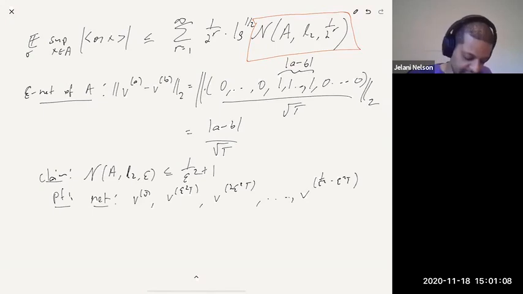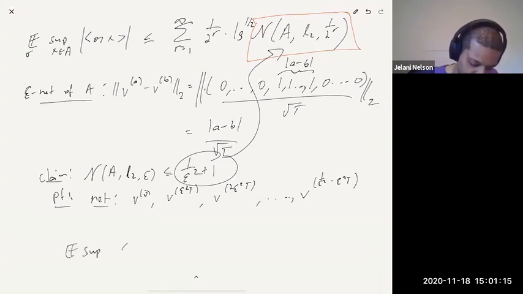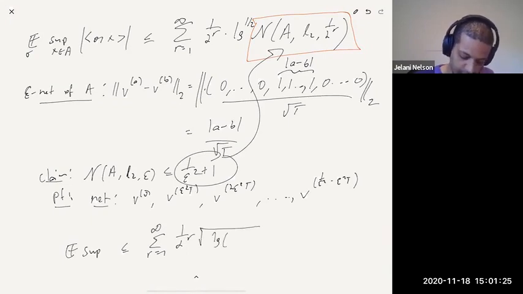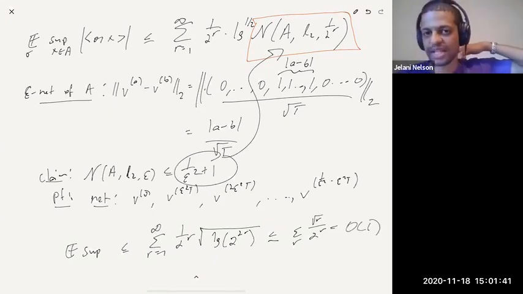And then now you just take that and plug it directly in there. And you get that the expected sup is at most the sum over all r from 1 to infinity of 1 over 2 to the r times the square root of the log of 1 over epsilon squared, so square root log of 2 to the 2r, since 2 to the r squared is 2 to the 2r. This is at most the sum over r of root r over 2 to the r, which is a constant. So Dudley's inequality gives you exactly what you want.